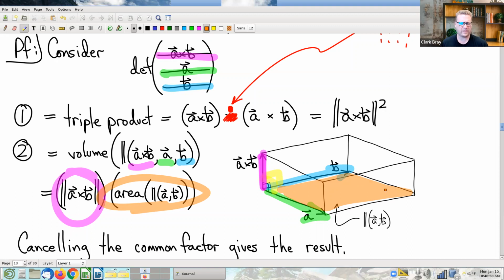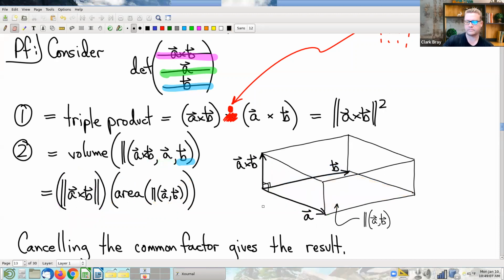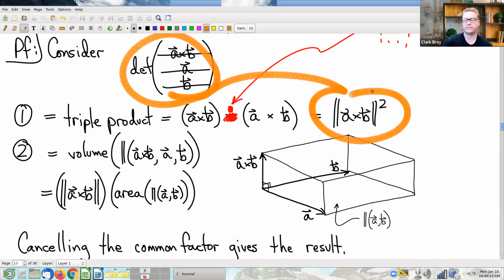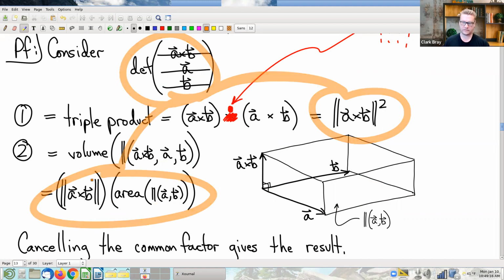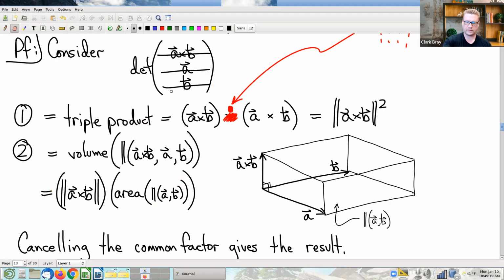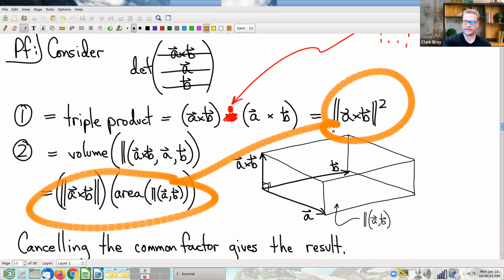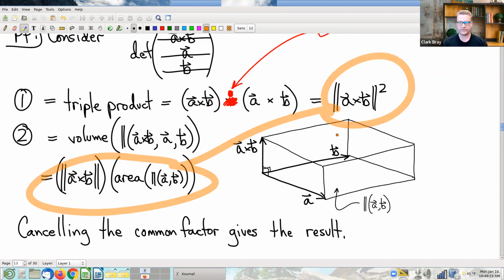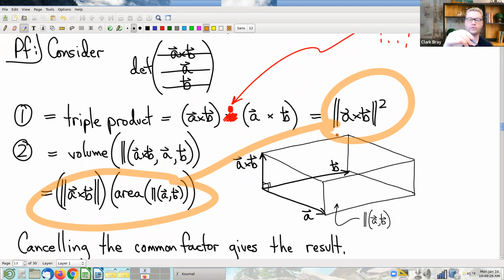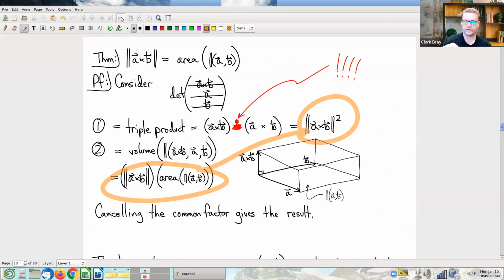Okay, so again, why do I care about that? Well, I don't really immediately care about that. Neither one of those things is something I'm immediately interested in. Altogether though, this thing being equal to that, well, it's also equal to this. So therefore, this is equal to that. Cancel a common factor, and we get what we wanted. That tells me this.